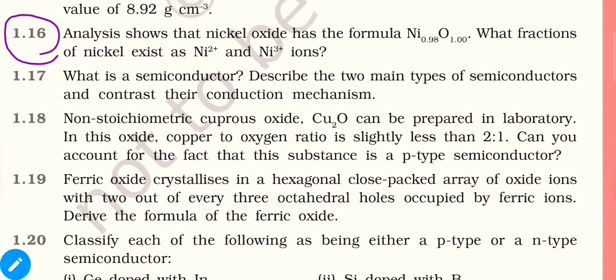Next, numerical 1.16: analysis shows that nickel oxide has the formula Ni0.98O1. What fractions of nickel exist as Ni2+ and Ni3+? That means we have to find the percentage of these two. So we will use the same equation as we discussed in metal deficiency defect, where we used the example of FeO. We discussed that it has two different oxidation states, and overall these molecules will be neutral. So keep in mind, the total charge of all the ions present in this molecule will be 0.